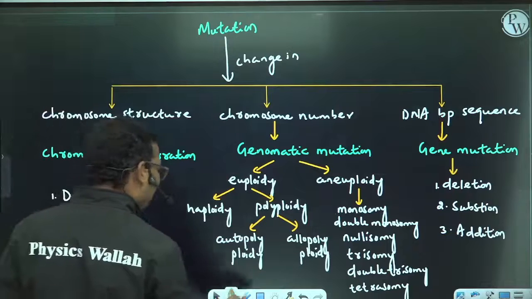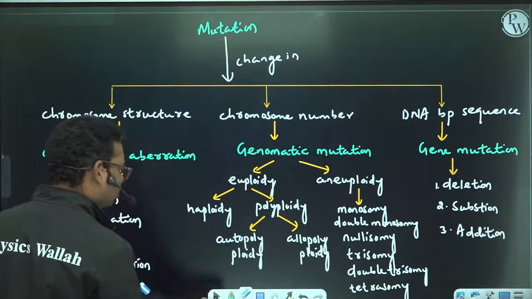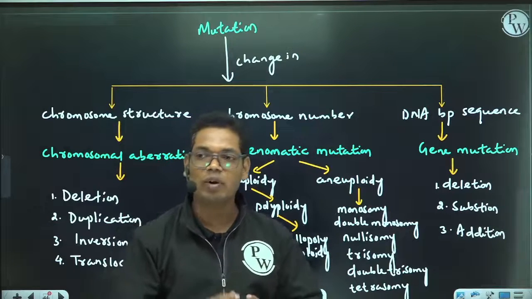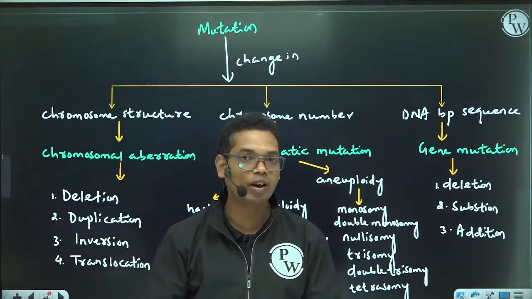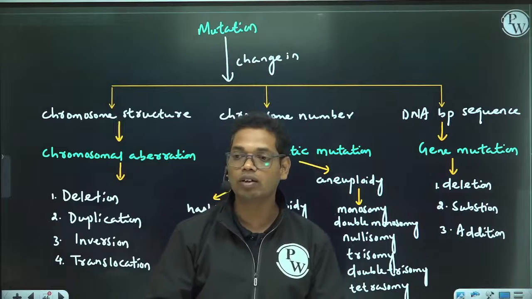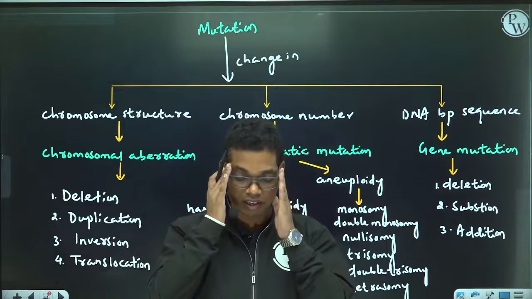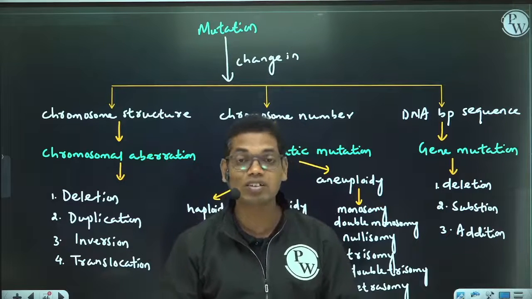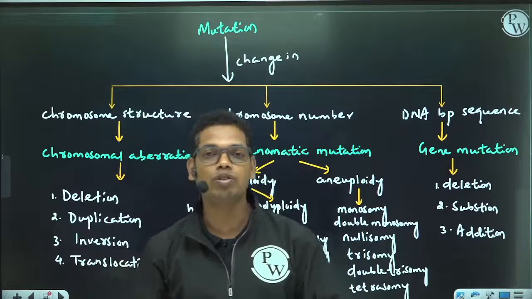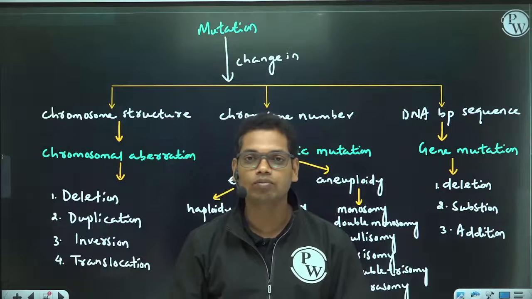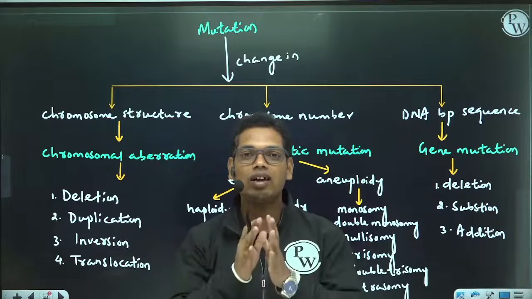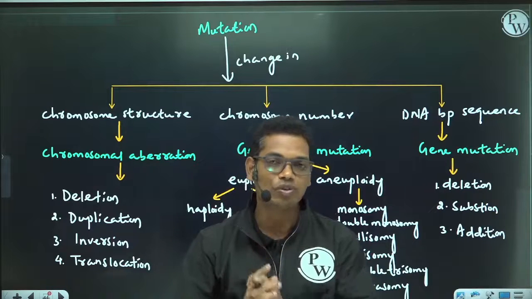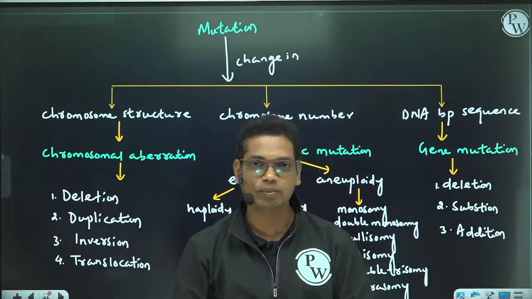So do you think that every mutation is inheritable? No. If the mutation takes place in the somatic cell, which is called a somatic mutation, that is not inheritable. That does not get transmitted from the parent to the progeny. But if the mutation takes place in the germ cell, which is germinal mutation, that is inheritable. But still we say that mutation is nothing but the sudden inheritable changes in the genetic material, that is DNA.